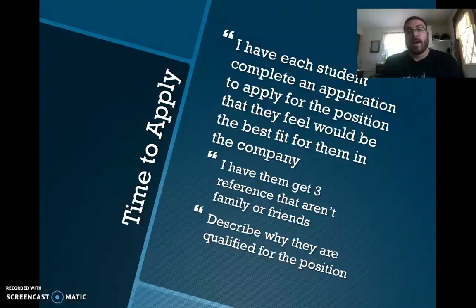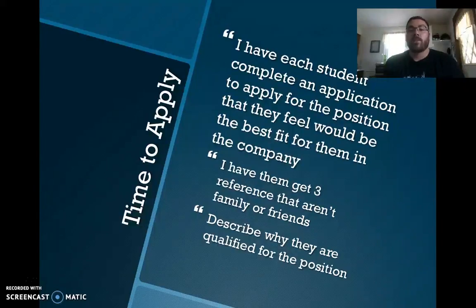Then it's time to apply. I have each student actually complete, or I'm sorry, this is what I'm actually going to be planning on adding to this curriculum to try to enrich this activity a little bit further. I'm going to have each student complete an application to apply for the position that they feel would be the best fit for them in the company, because I know different students have different skill sets. Obviously, some are more artistic than others.